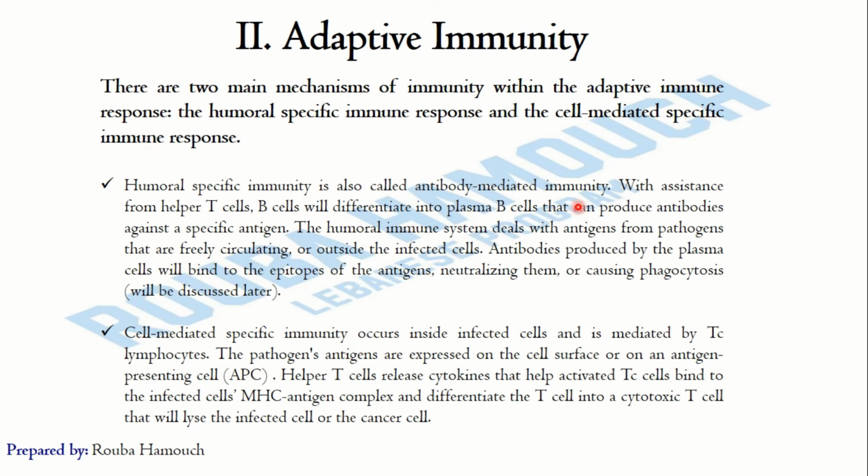So, a small recap. We have the adaptive specific immunity comprising two major immune responses, the humoral specific immune response triggered by the secretion of antibodies and the cell-mediated specific immune response whose effectors are the cytotoxic T lymphocytes and the T helper.